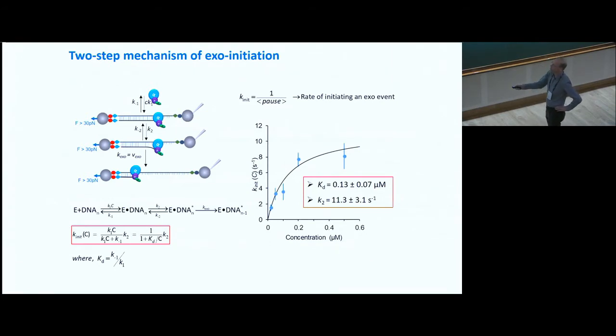And you can write that in terms of the binding affinity. If you then fit it to your data, you can get a rate of going into that state if it's already bound to the DNA. And you can get a KD for binding to this state. And that KD for binding can be compared with biochemical experiments, and we get the same value.